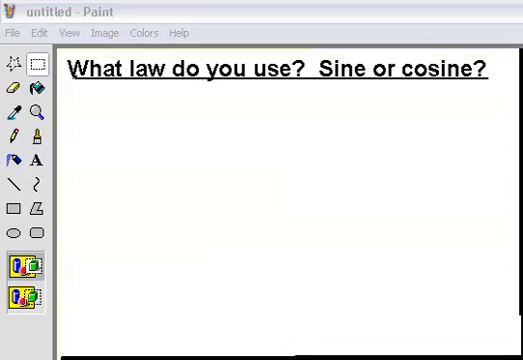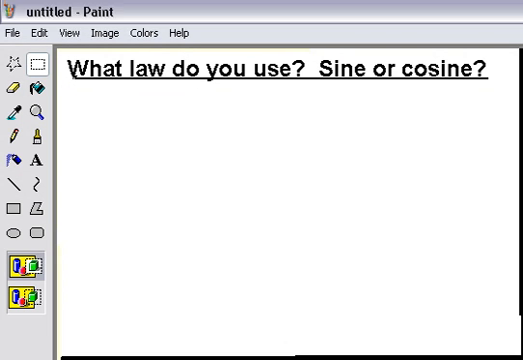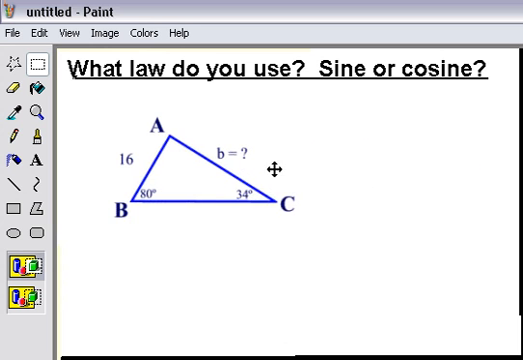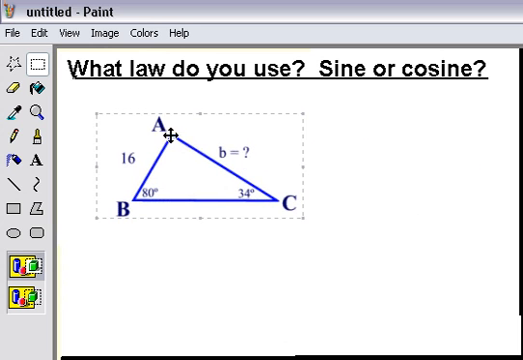We're going to look at when we use the cosine law and when we use the sine law. Now, the sine law is for triangles that have two side angle pairs. So I'm just going to pull up an example. Here's an example right here. Okay, now take a look here.